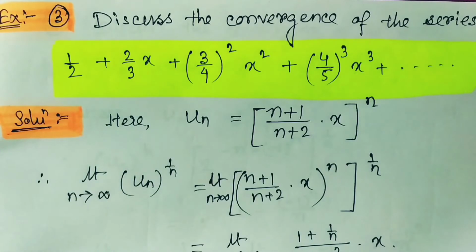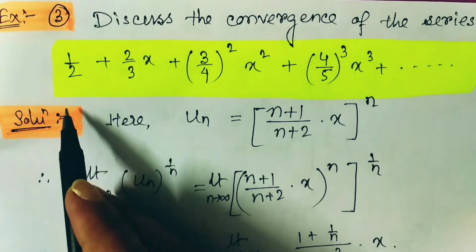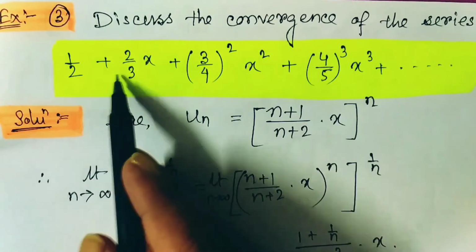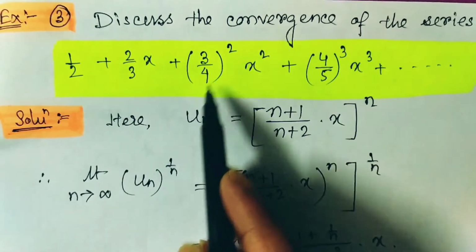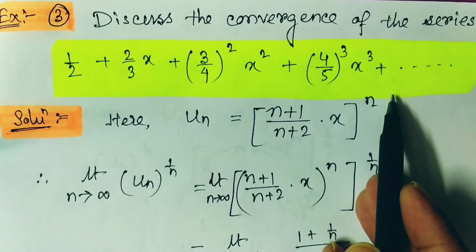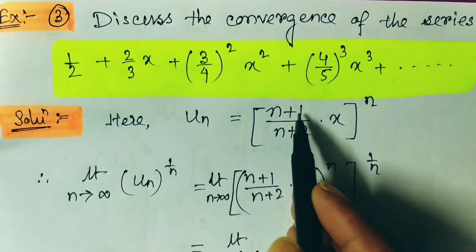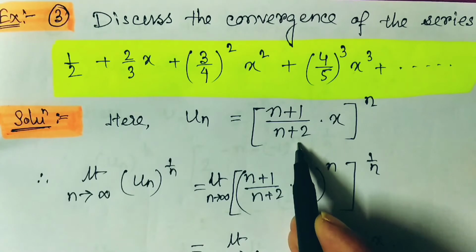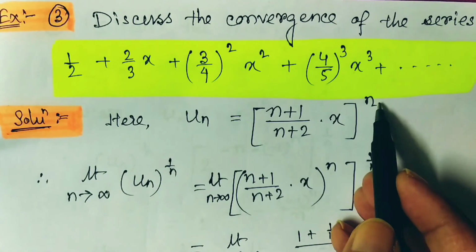Let us do a few more examples. The first example is here. This is the third one: 1 upon 2 plus 2 by 3 into x plus (3 by 4) square into x square. In this way, this is your given series. So here un is (n plus 1) divided by (n plus 2) into x to the power of n.